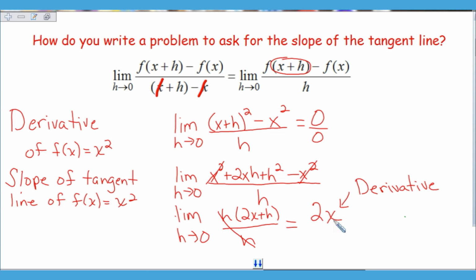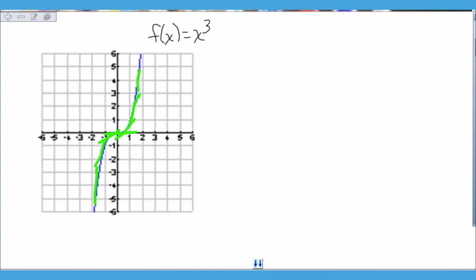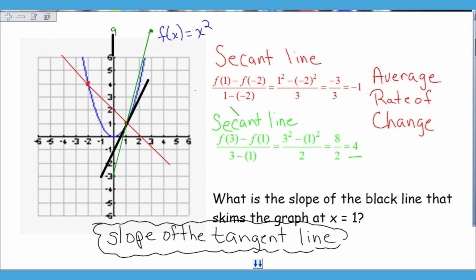So what if I wanted a particular point? Okay, let's go back and look. I'm going way back. Let's go back to the beginning. So remember how I wanted to find the slope of this tangent line at x equals 1? And I said it had to be less than 4 because the slope of this guy was 4, and it had to be more than 0.